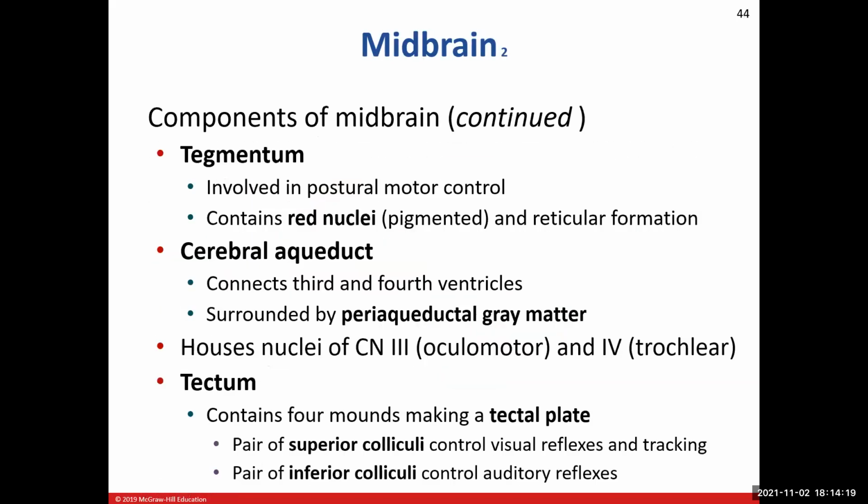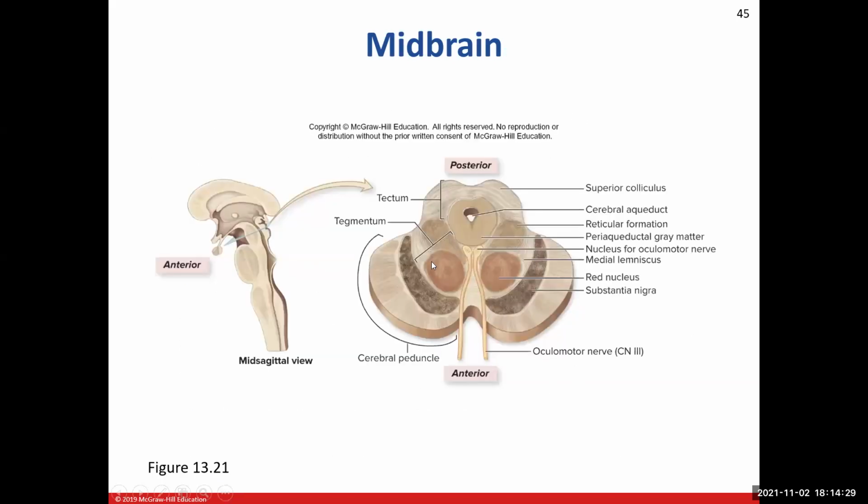I went too far. There we go. The tegmentum, the cerebral aqueduct, and the tectum. The tegmentum is going to be this area right here, and you'll notice there are 2 structures there. We have this darker gray structure called the reticular formation. We'll be talking about that later in this chapter. And we also have our red nucleus here. The tegmentum is this area between the cerebral peduncle and the substantia nigra, all the way over here to the cerebral aqueduct. It's this region here.